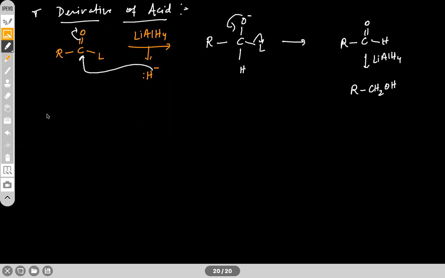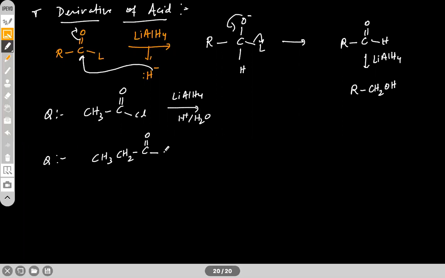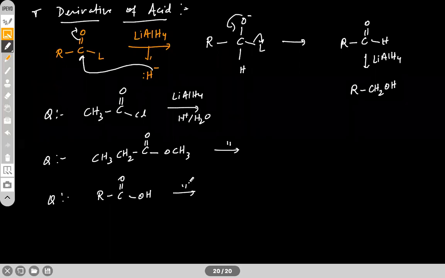Write down the product in these reactions quickly. CH3 C double bond O Cl with LiAlH4, H plus, H2O. And CH3 CH2 C double bond O OCH3, same thing. And RCOOH. Product.